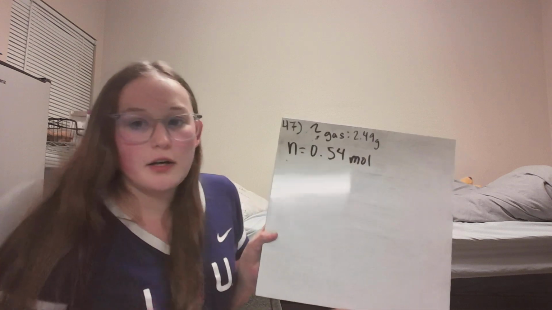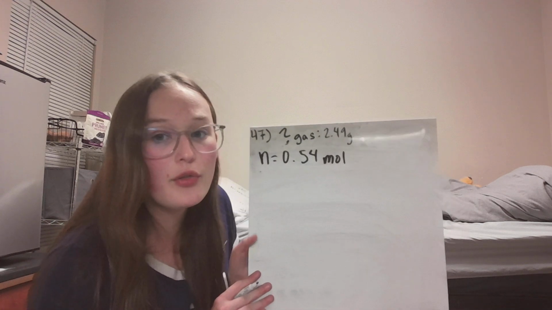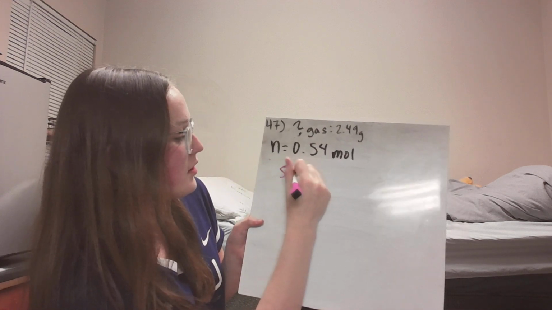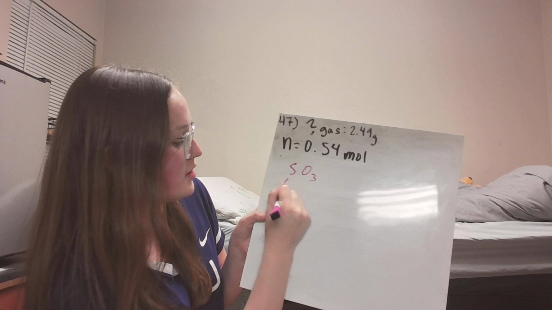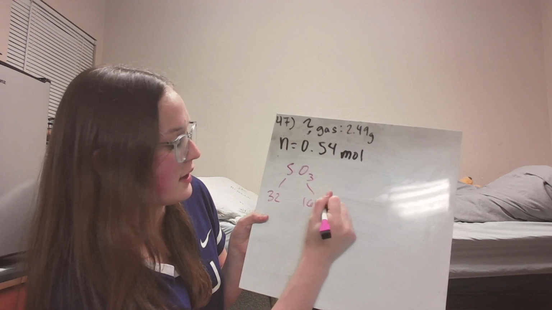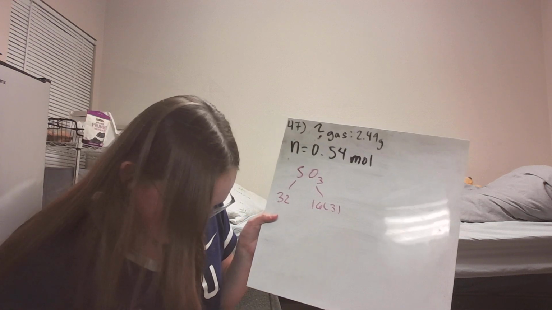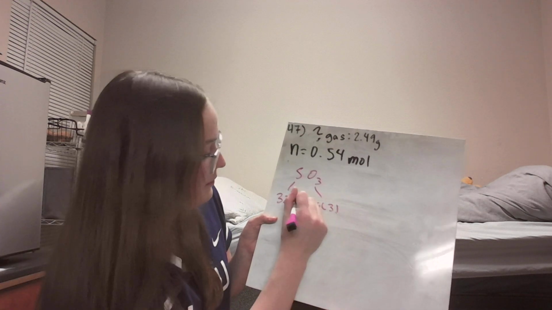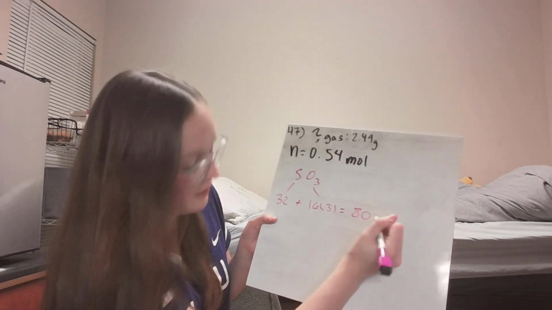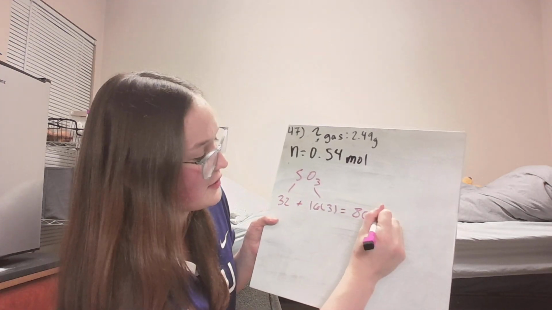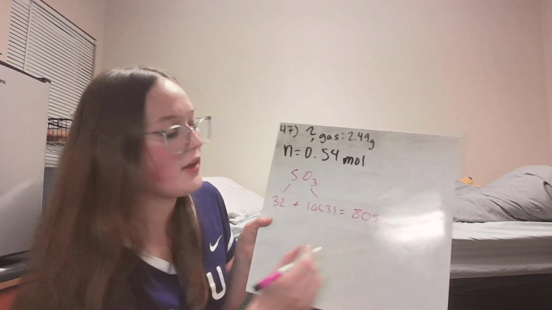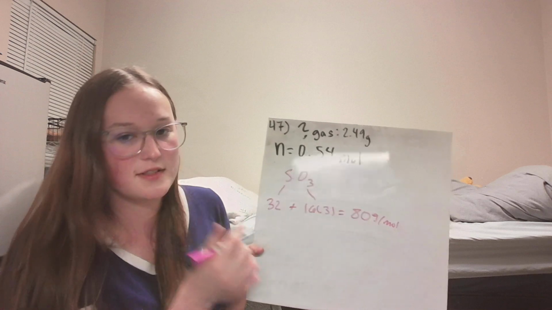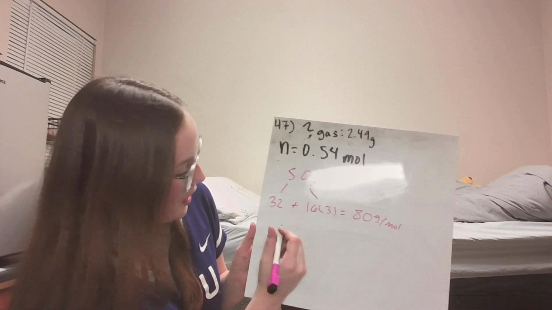Darn. Now we're back to trial and error, because that's what half of these questions are. So, we are just going to push through this. Next is SO3. So, SO3. S is 32 again. O is 16 times 3. 16 times 3 plus 32. That's going to be 80 grams per mole. This is probably not going to work because this is even more than the last one. But we're going to do it anyway.